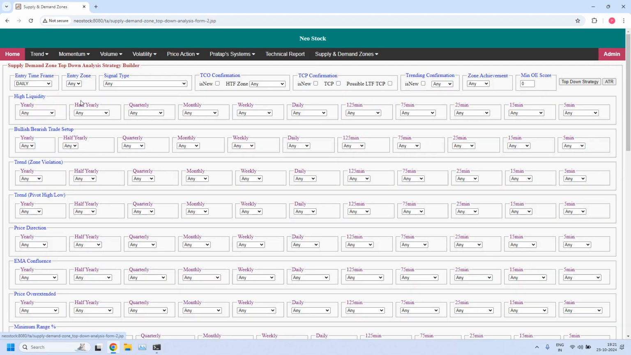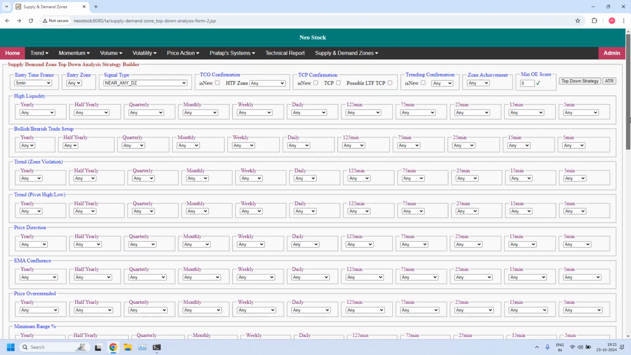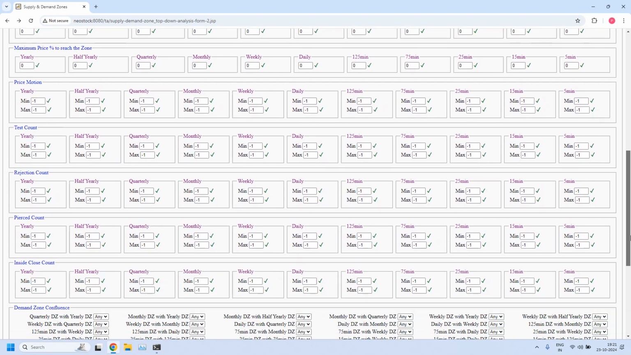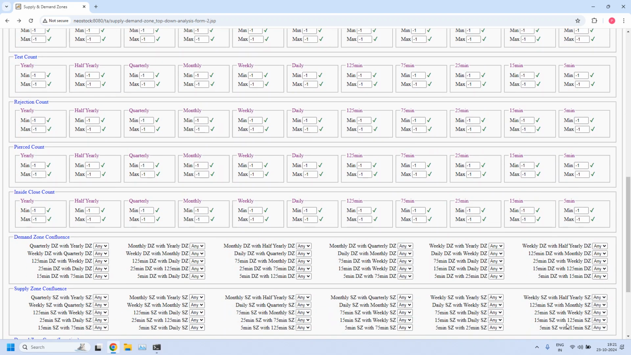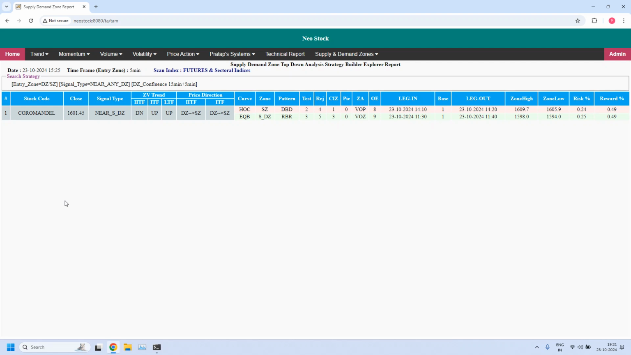Okay, next time frame is 5 minutes. Let us find the stocks near 5 minutes demand zone. 7 stocks are filtered. Let's verify how many of these 7 stocks have ITF confluence. That is 5 minutes demand zone confluence with 15 minutes demand zone. So I am enabling the filter 5 minutes demand zone with 15 minutes demand zone. The demand zone confluence. We got only 1 stock.